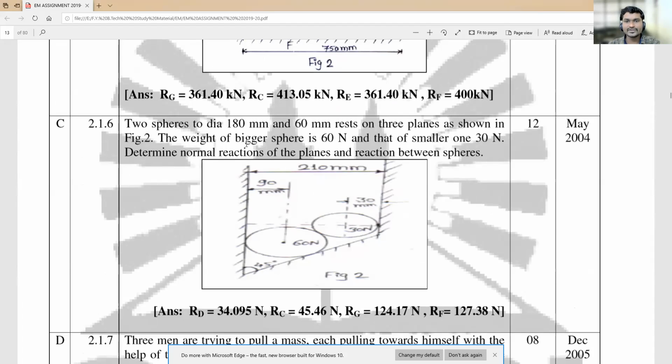The weight of the bigger sphere is 60 newton and that of the smaller one is 30 newton.